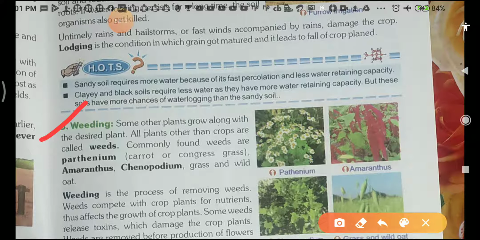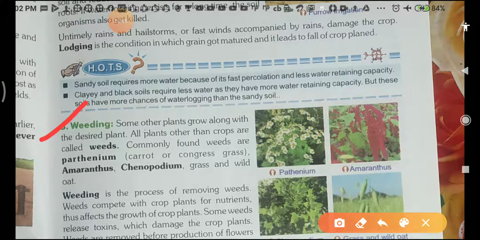Let's start this topic now, weeding. Some other plants grow along with the desired plant. Desired plant means our main plant. If an unwanted plant grows with the main plant, that is called a weed. All plants other than crops are called weeds. Some examples given here are parthenium, amaranthus, chenopodium. These are all examples of weeds.